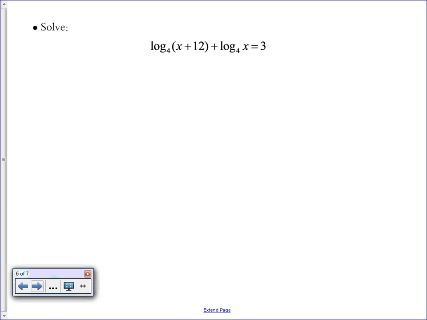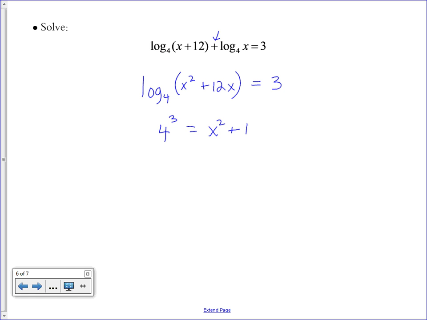One more example. We've got two logs. We're going to combine them into a single log. Log base 4. Multiply the arguments because it's a plus sign in between them. So x squared plus 12x, and it equals 3. Exponentiate, or write it in exponential form. It's base 4 to the third power equals the argument of the log. Get everything on one side. In fact, let's multiply. 4 to the third power is 64.